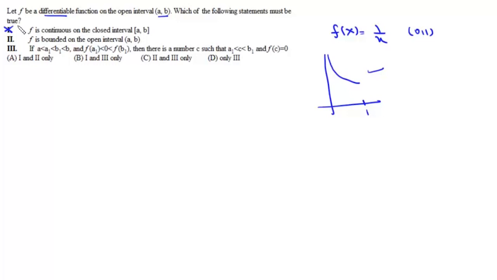And second one is f is bounded in the open interval AB. Now that's also not true. Same example shows this function, it extends up to infinite. So that means the statement 2 is also incorrect. Now it says, if there are 2 points A1 and B1 which lie between AB such that f(A1) is less than 0 and f(B1) is greater than 0, then from Bolzano's theorem we know that there exists a point C in the interval A1 comma B1 such that f(C) is 0. That means the statement 3 is correct. So the only statement correct in this case is this third, and that's your option D.